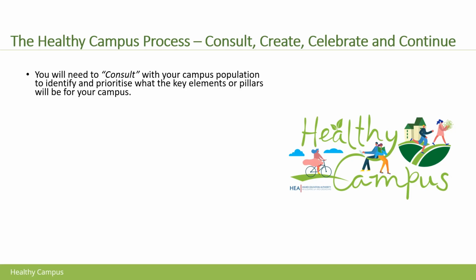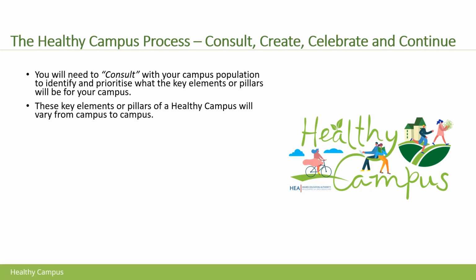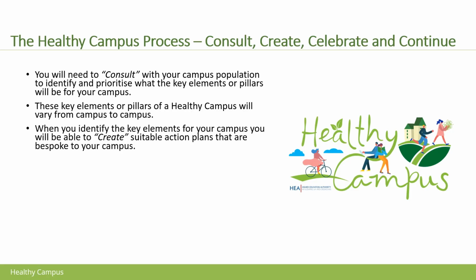You will need to consult with your campus population to identify and prioritize what the key elements or pillars will be for your campus. The elements or pillars of a healthy campus are going to vary from campus to campus. So the healthy campus priorities for a campus based in city centre Dublin or Galway or Cork are actually going to be different from the priorities for a campus like one of ours based in Letterfrack in Galway. When you identify what the key elements are for your campus, you will then be able to create sustainable and suitable action plans that are bespoke to your campus.